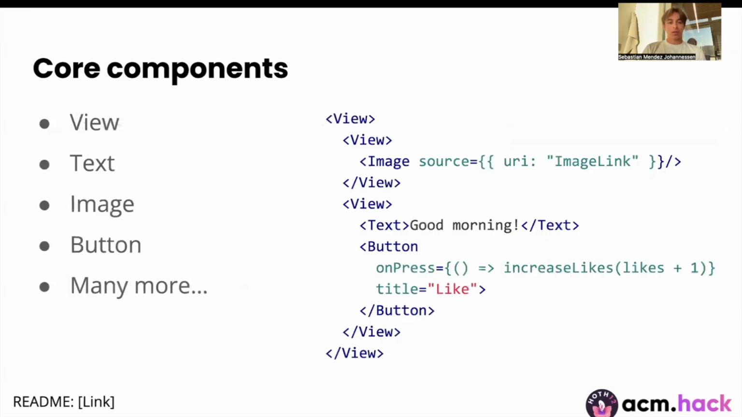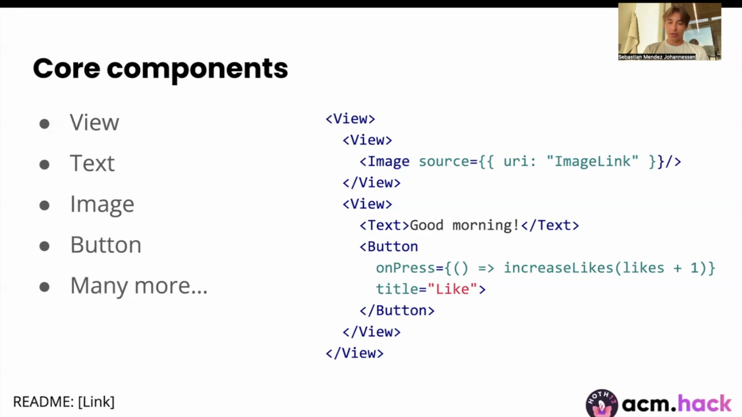So having said that, let's go over some of the core components offered in JSX. First of all, we have views, which are containers that let us change the layout of our screen, basically. They're very similar to divs in normal React. We also have text, images, and buttons, just to name a few. Of course, there are many more.